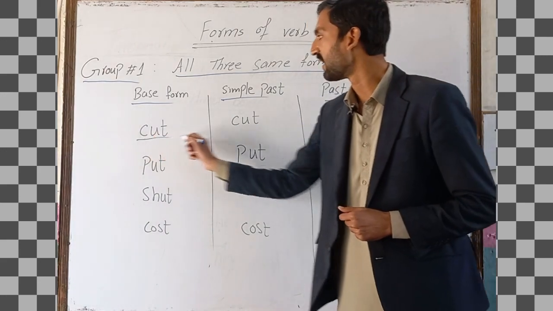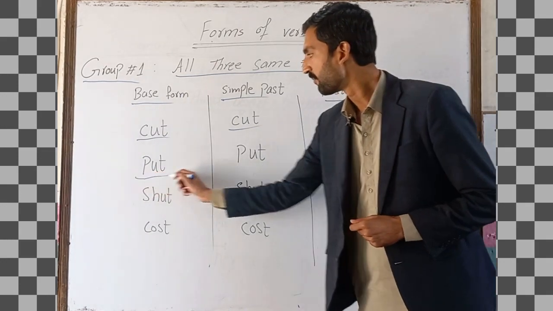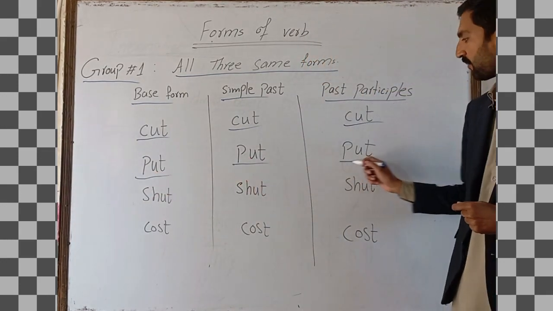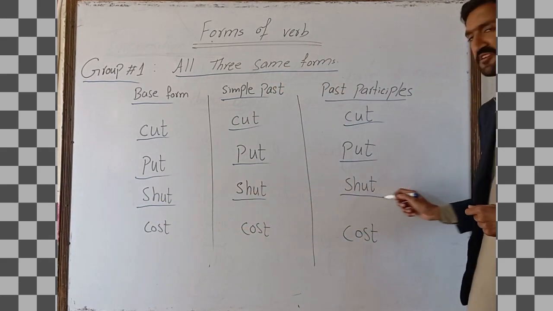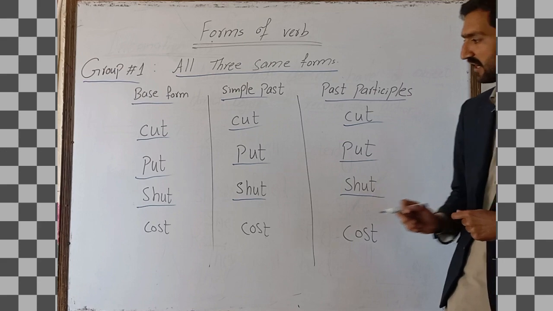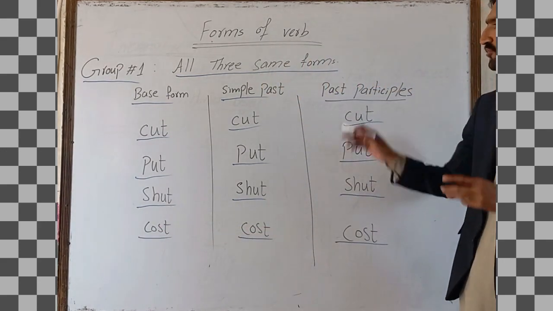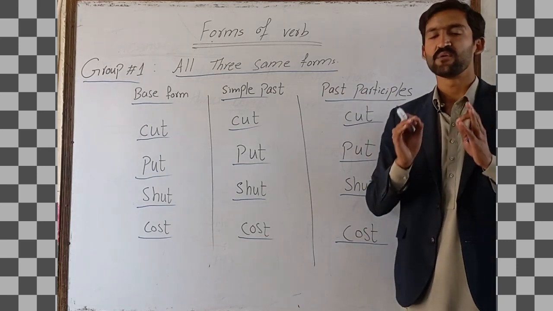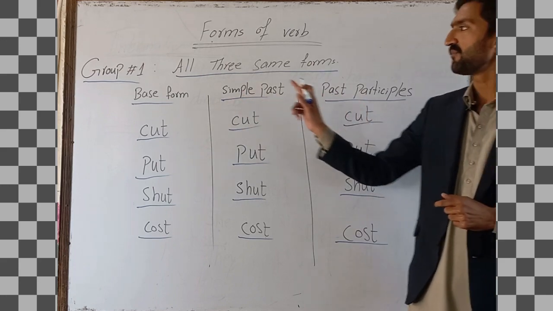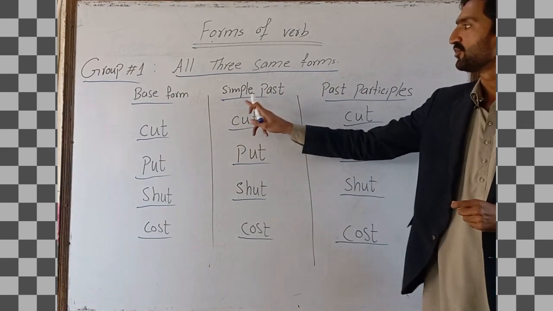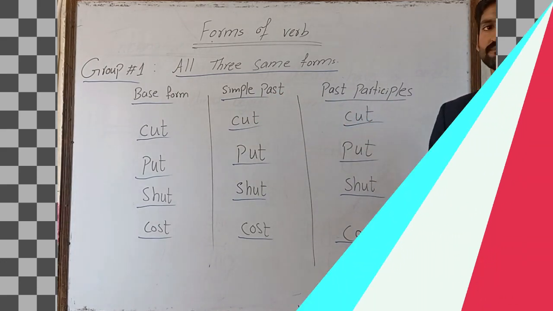So first we have cut, cut, cut. Then we have put, put, put. After that we have shut, shut, shut. And at the end we have cost, cost, cost. So these are the forms of verbs which have the same spelling in three different categories, if it is used as a base form, as a simple past, and as a past participle.